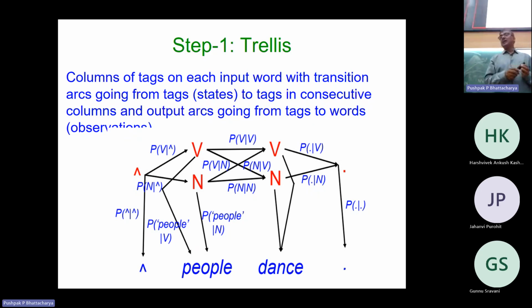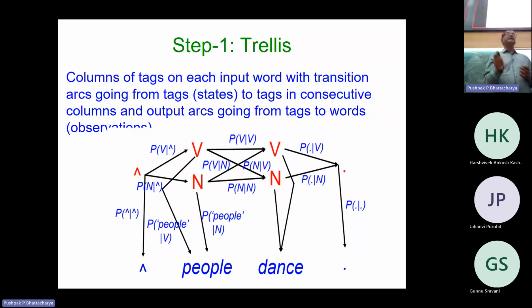Okay. So now, how do you get probability of dot given V? You find out how many sentences end in V and the total number of sentences in the corpus. Divide the first number by the second number, and you get this probability. So see the dependence on corpus. See the dependence on data at every step.